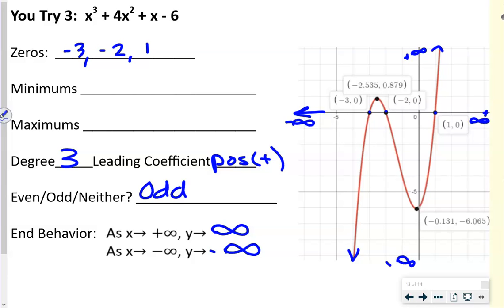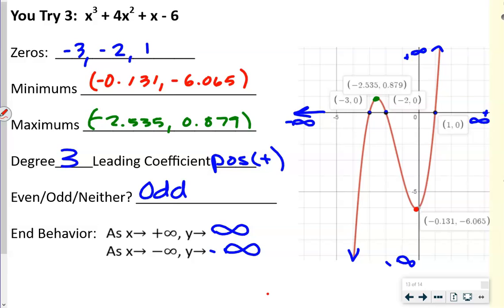Do y'all see a max and a min? So this looks like my max right here. So this is -2.535, 0.879. And then our minimum is right over here. That's our low point. So that's what a minimum is, okay? So that's -131, comma, and this is, sorry, -6.065, okay?